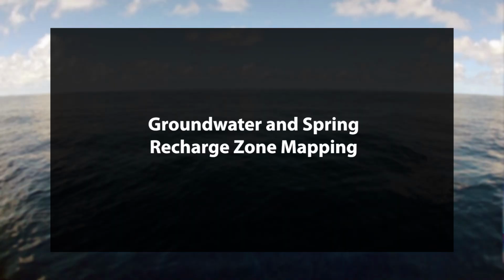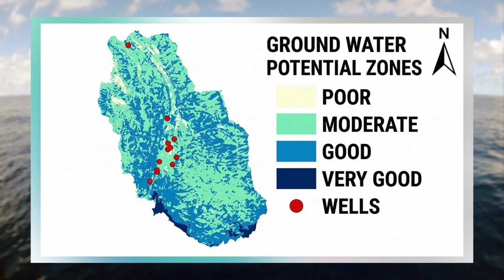Seventh one is groundwater and spring recharge zone mapping. The geomorphology, lineament density, slope and drainage density analysis has been utilized for identification of spring recharge zones, supporting drinking water security and spring rejuvenation programs.